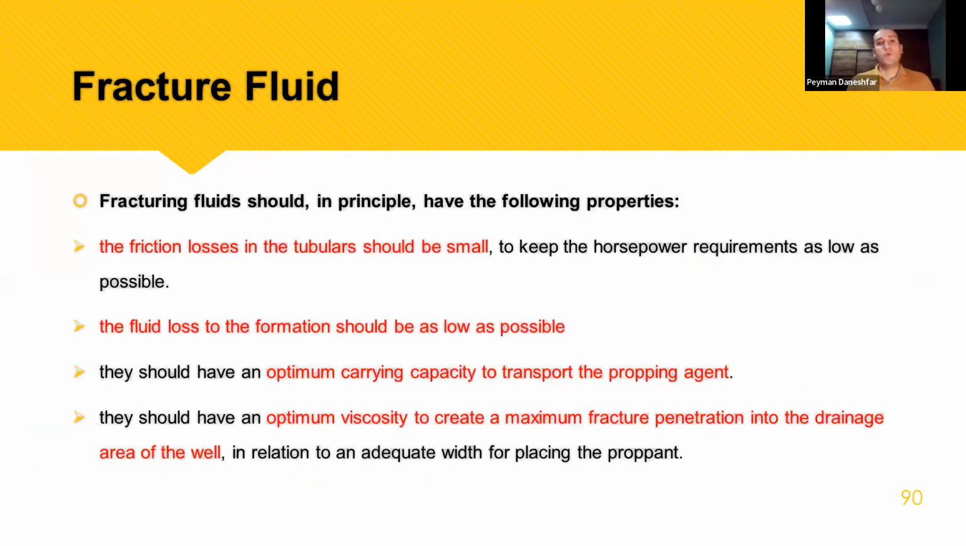Fracture fluid should have some properties. The friction losses in the tubulars should be small to keep the horsepower requirement as low as possible. The fluid loss to the formation should be as low as possible. They should have an optimum carrying capacity to transport the propping agent, and optimum viscosity to create maximum fracture penetration into the drainage area of the well in relation to an adequate width for the placing of the proppant.